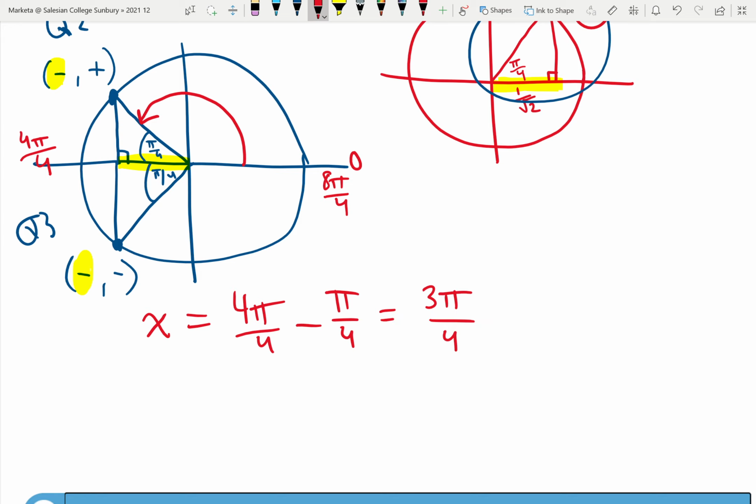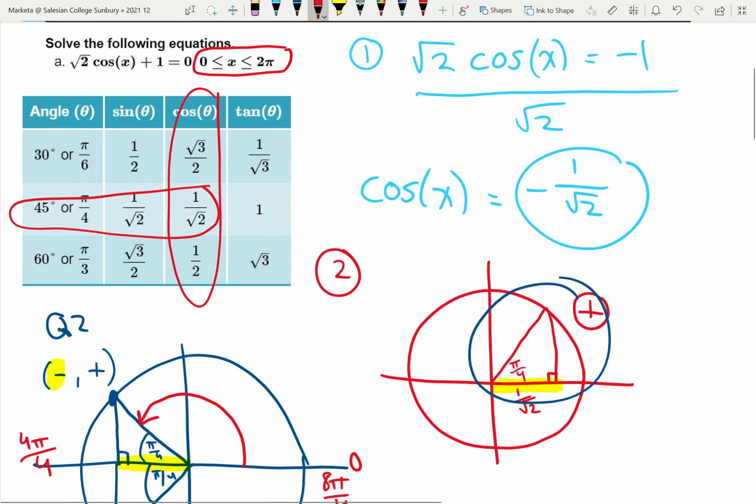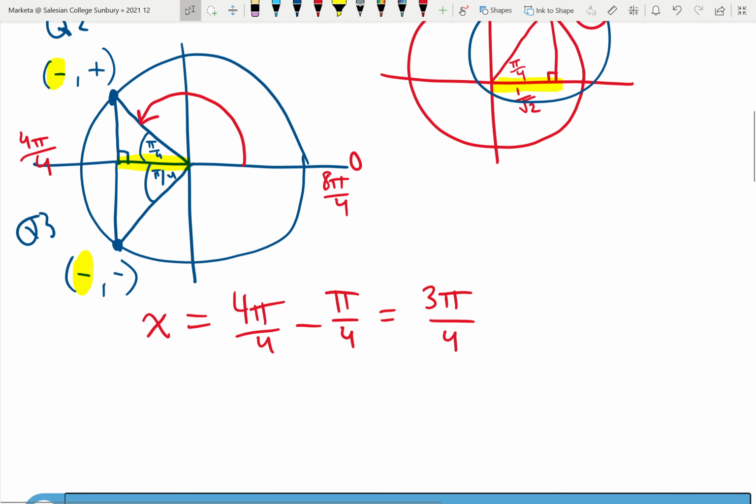So let's check that that's part of the domain. 0 to 2 pi, yes, 3 pi on 4 does fit into that domain. So that's one of our solutions for x. Let's look at the next one.